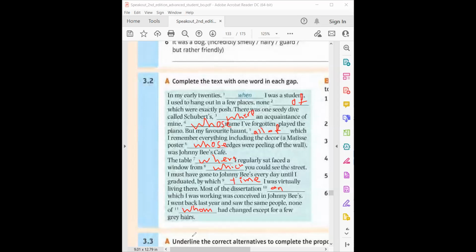Teacher, what does virtually and dissertation mean? Okay, virtually, I was virtually living there. Virtually, it's like online, okay? Dissertation, it's like, most of the dissertation which I was working on was conceived, yes. Dissertation, if you're doing a master's degree, it's like thesis. Do you know thesis? أطروحة, we say in Arabic. Oh, okay. Like a project, a research project. Yeah.